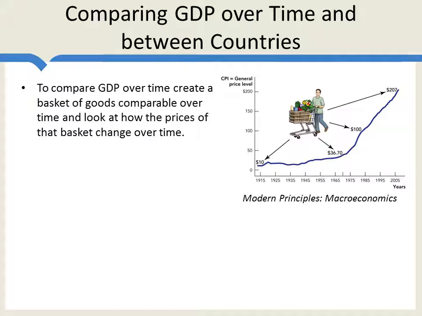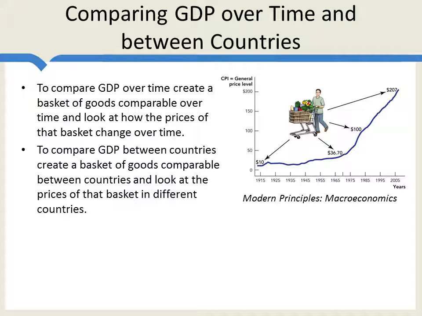So to compare GDP over time, we create a basket of goods, which is comparable over time, and we look at how the price of that basket changed over time. So we can find, for example, that a basket of goods which cost $10 in 1915, we can trace that same basket all the way through 2005, where it cost $207. We can then use that series of price changes to calculate real GDP over time.